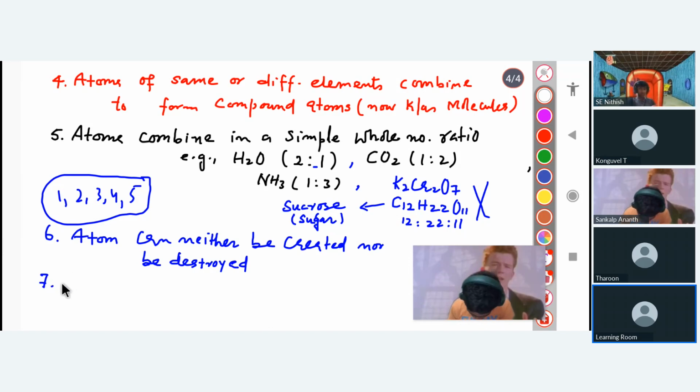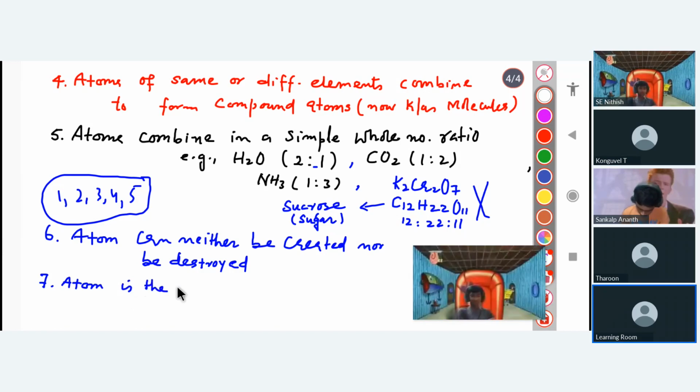The atom is the smallest particle which takes part in chemical reaction. It is, sir. Atom is the smallest particle. Yeah, okay. So according to the first one, this is a definition. That was not actually what I referred to. This is the definition of atom. This is the postulate of Dalton.